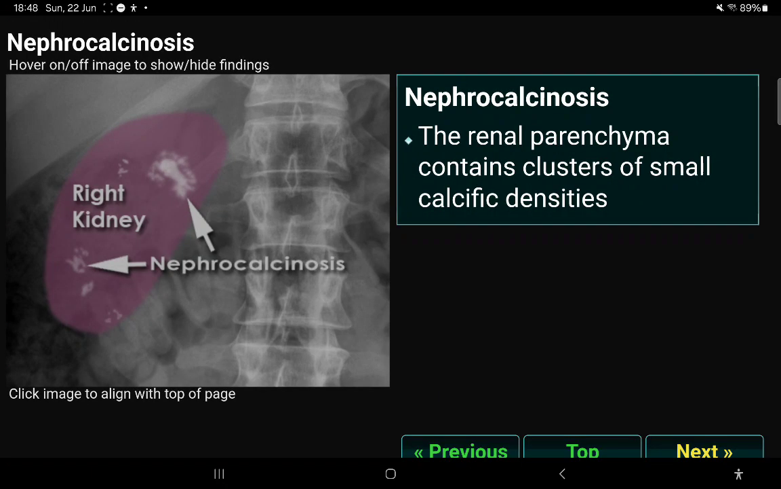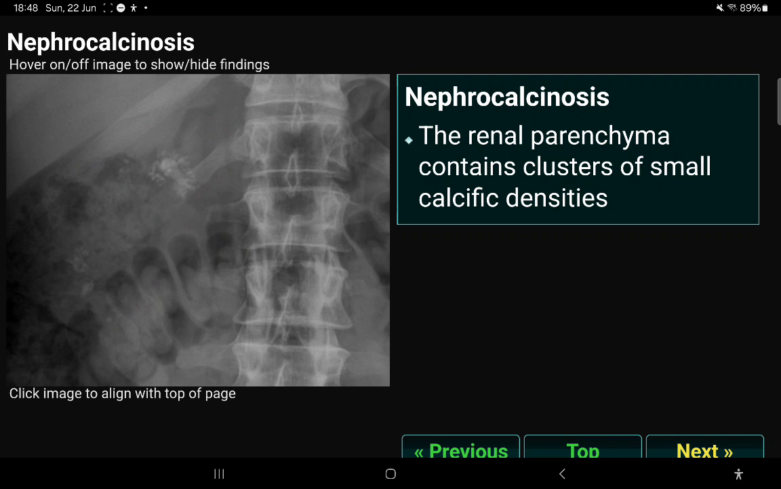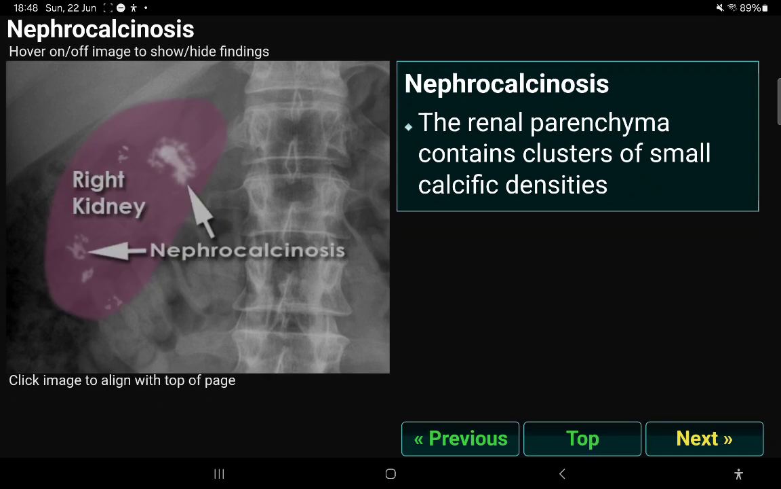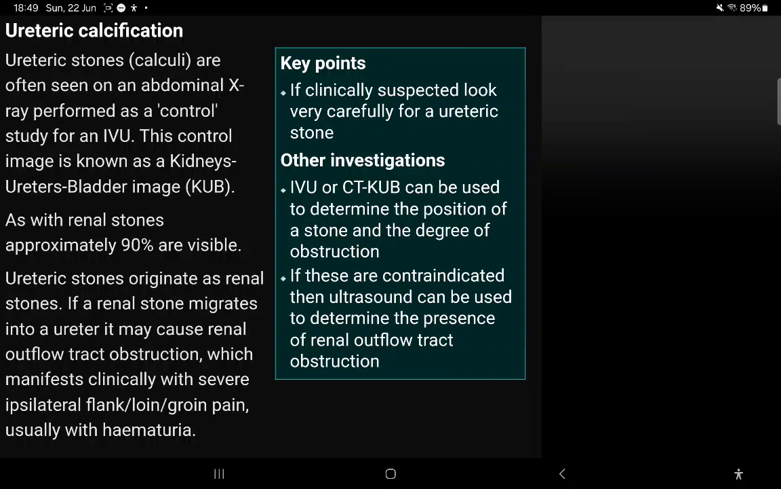Here we have right kidney with calcification, which is collected in the cortex. This is nephrocalcinosis because it is a collection not in the pelvic or the collecting system, but it is within the parenchyma itself, and specifically the cortex. The renal parenchyma contains a cluster of small calcific densities, here in a plain radiograph, and here with these pink marks. Moving to the next type of calcification, ureteric calcifications.